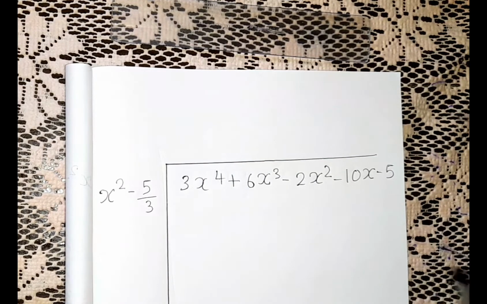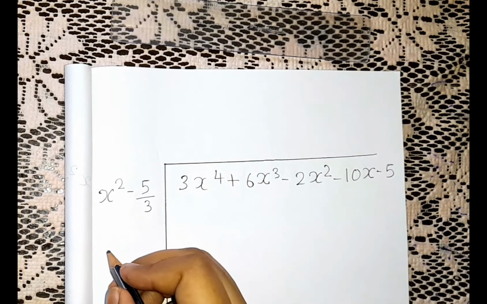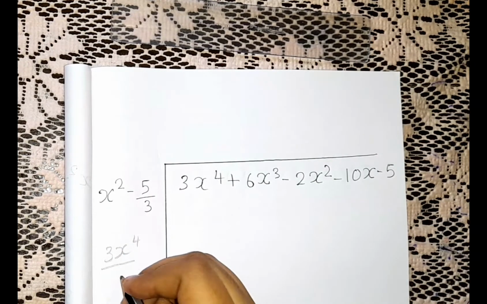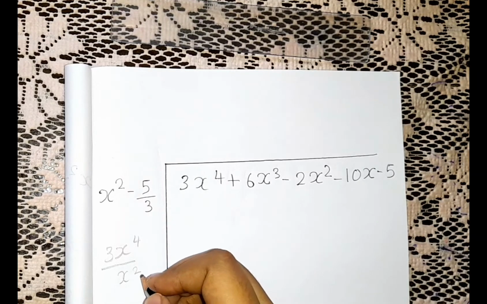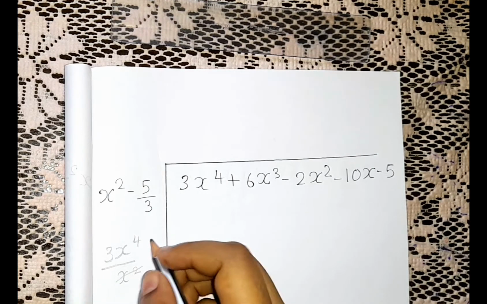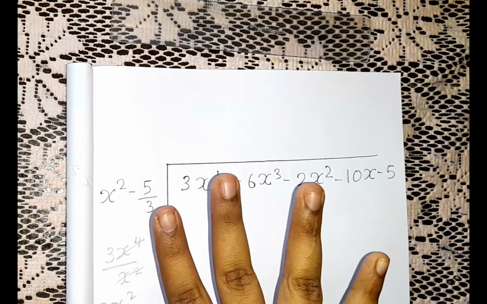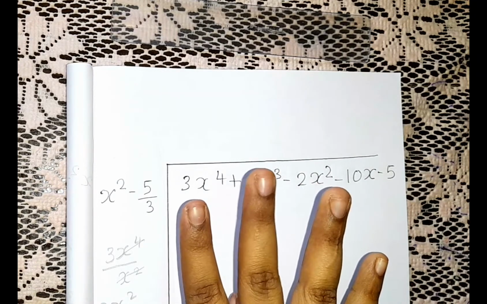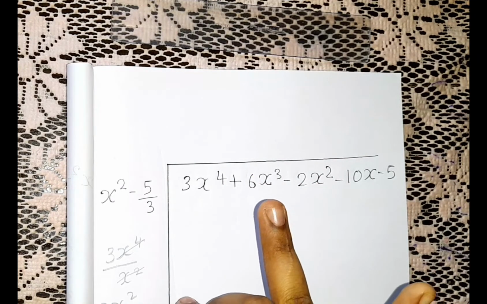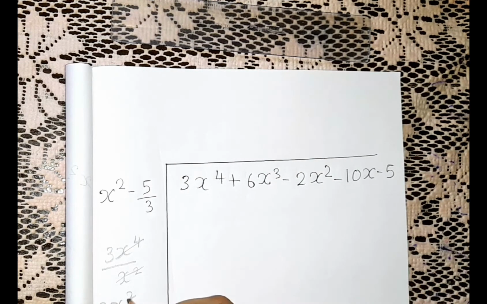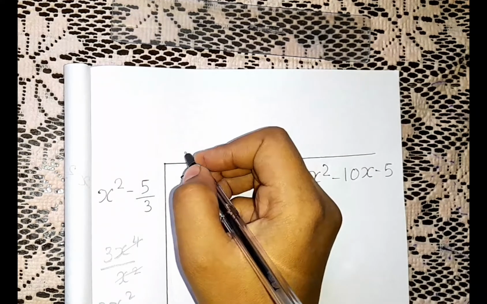You are supposed to take the first term right over here, that is 3x power 4, and here we have x square, so we are supposed to divide it. When we divide, we get 3x square, because we had power 4, we cancel 2, and the remaining is 2, so we got x square. Now we shall write this 3x square right over here.